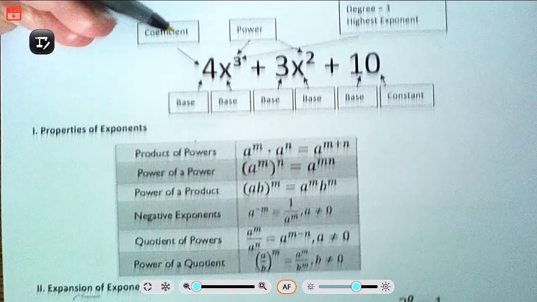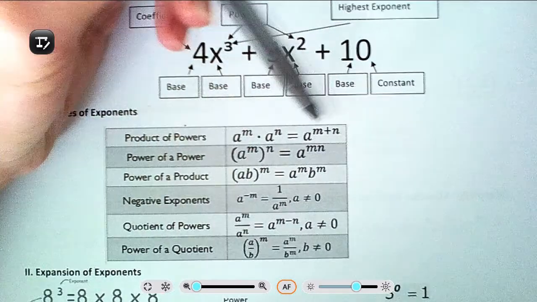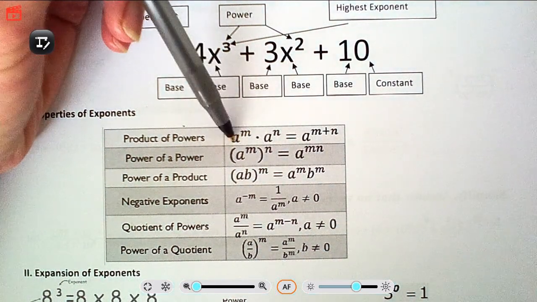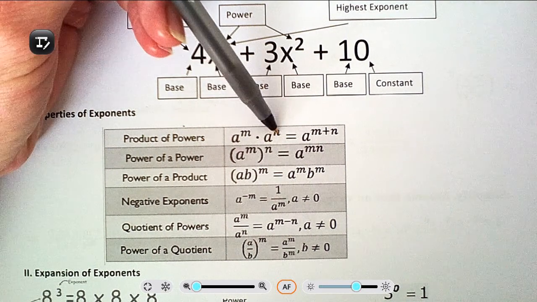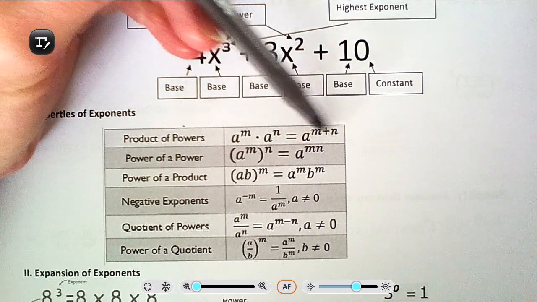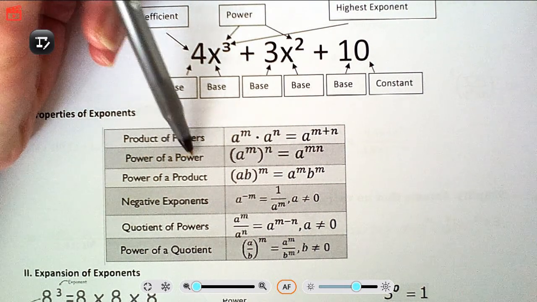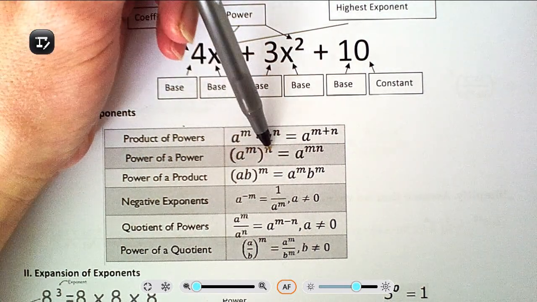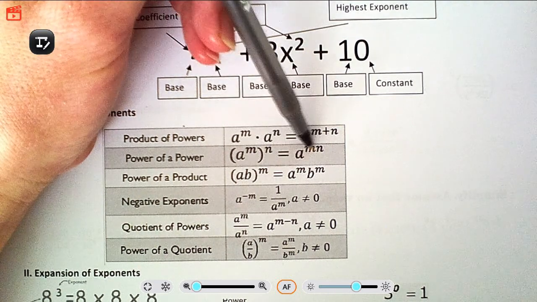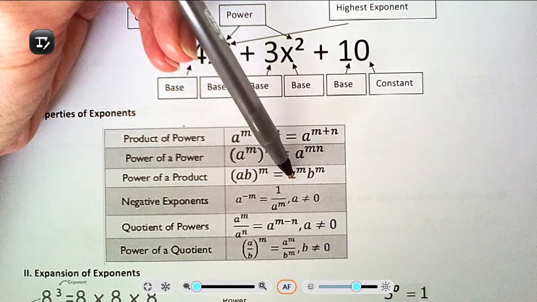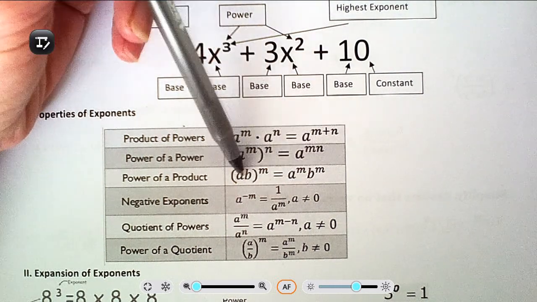Okay, properties of exponents. The power product. The power property. That means that if you take a to the m times a to the n, that's the same as the sum of the powers. And then the power of a power means to take a to the m to the n, means that you're going to multiply those powers. And if you have a product to a power, then that power distributes to both the values in that product.